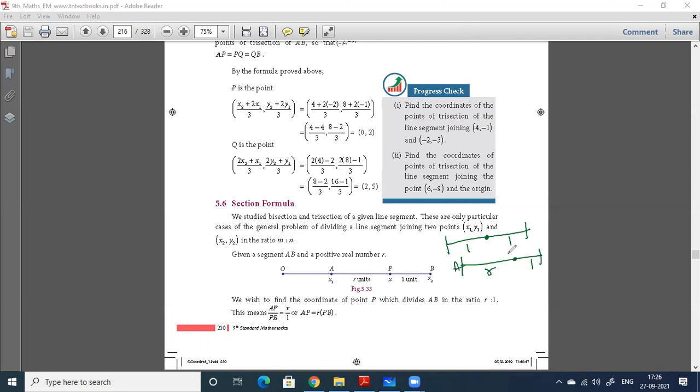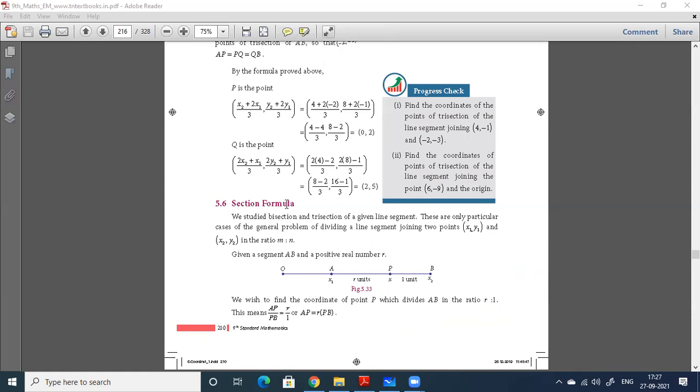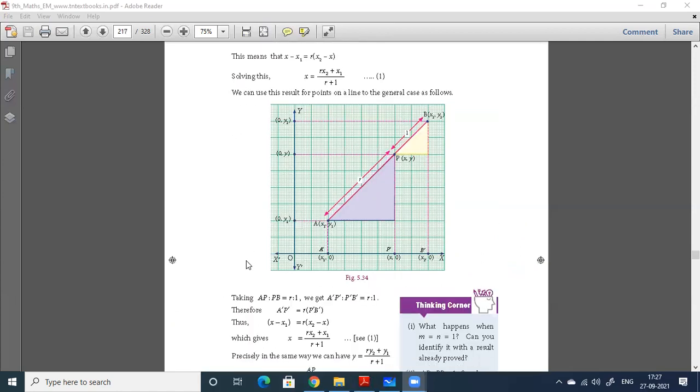So this is A, this is B, this is P. Then AP by PB is equal to r is to 1, or AP is equal to r into PB. That's all that is given there. Now, what are you getting out of this? So far, nothing. Let us move on and find. You will understand something more. So AP is equal to r into PB. Correct.